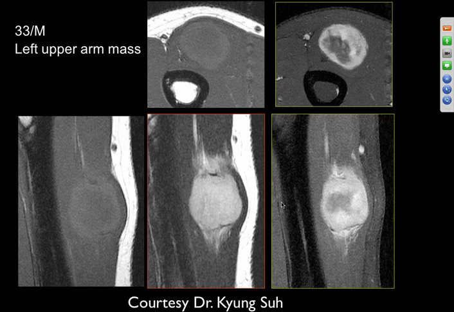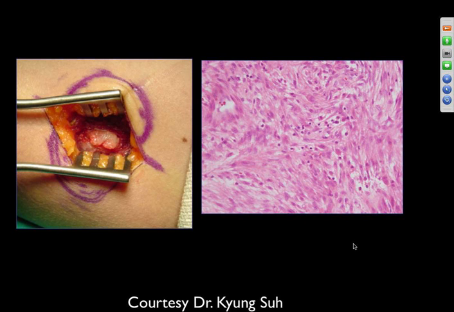Left arm mass. So let's see. There's a mass within the anterior musculature of the upper extremity, with a central dot sign and a split fat sign. Okay. So I'd be worried about a peripheral nerve sheath tumor, like a schwannoma or some type of neurofibroma.